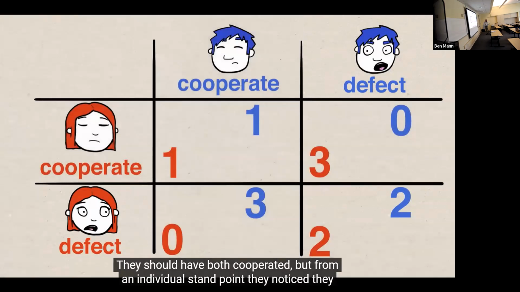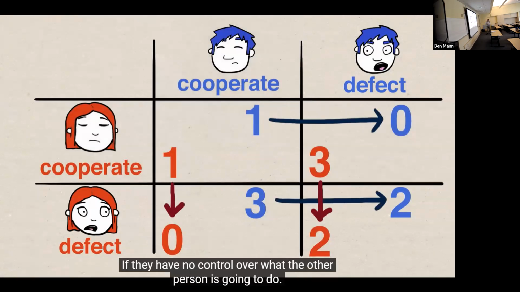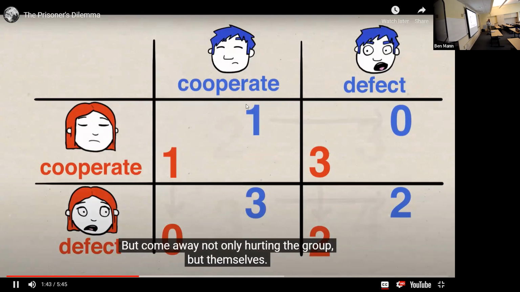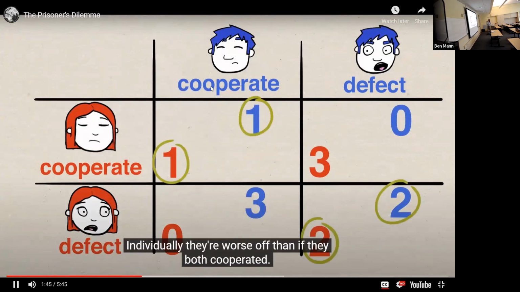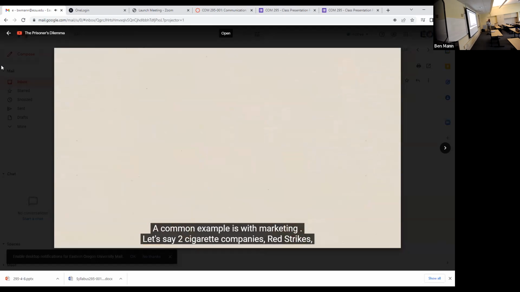They should have both cooperated, but from an individual standpoint, they notice they could always gain by defecting if they have no control over what the other person's going to do. So they'll both defect to try to better their own situation, but come away not only hurting the group, but themselves. Individually, they're worse off than if they both cooperated. This situation is pretty made up, but it has some real world analogs. A common example is with marketing.